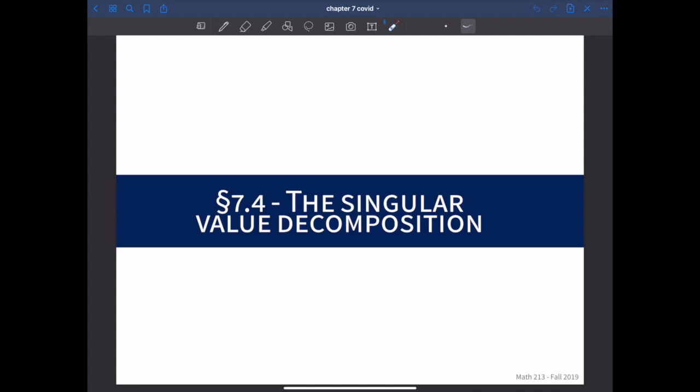Today we're going to be covering section 7.4, the singular value decomposition. Now, if you're confused looking for the chapter 6 videos, you didn't miss them. We did, in fact, jump from chapter 5 all the way to section 7.4. This is also going to be the only section we cover in chapter 7, and in fact, the last section that we'll be covering in this class.